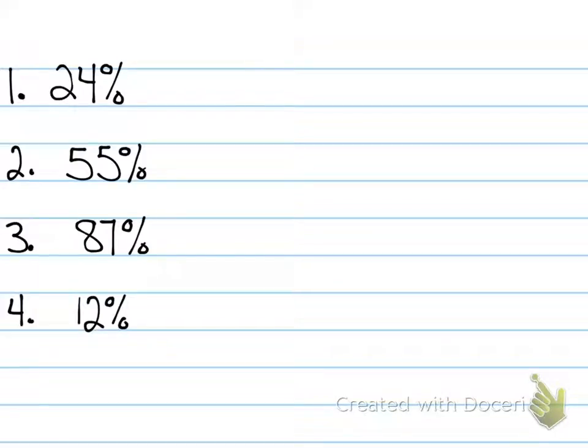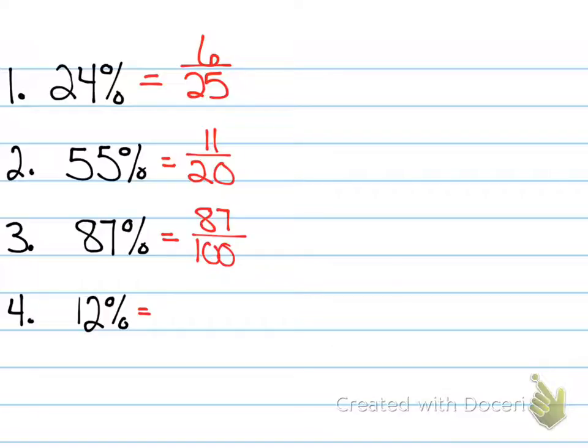24% as a fraction is what? 6 over 25. Okay, 6 over 25. What about 55%, everybody? All right, what about 87%? And 12%? All right, who got them right? Who got them right? Raise your hand. Good job.